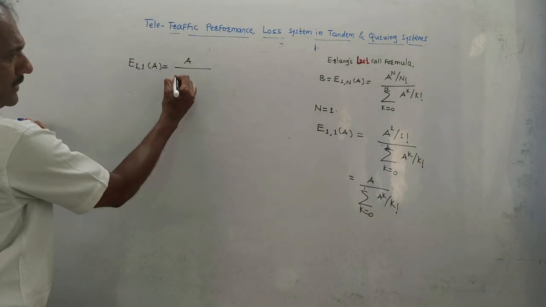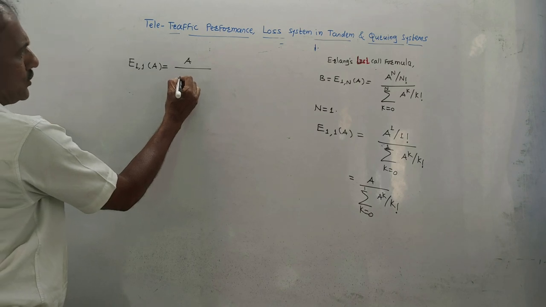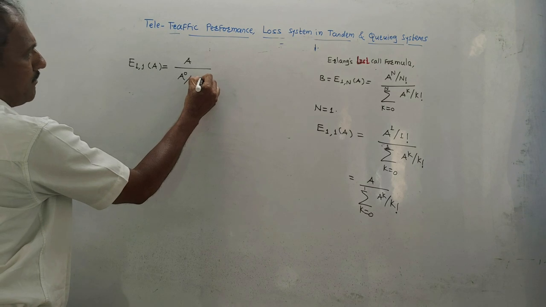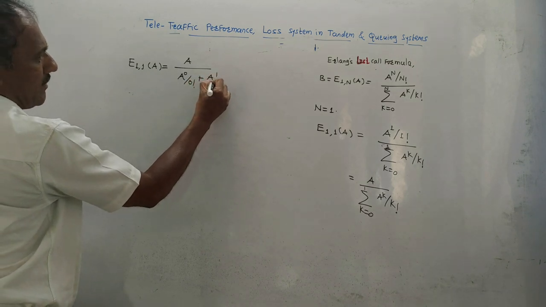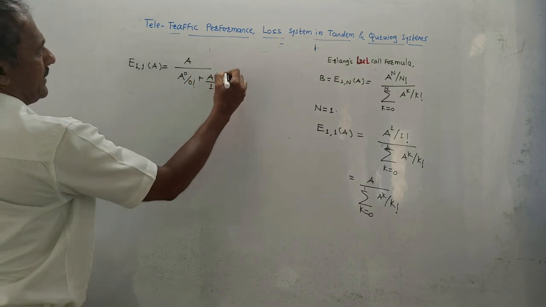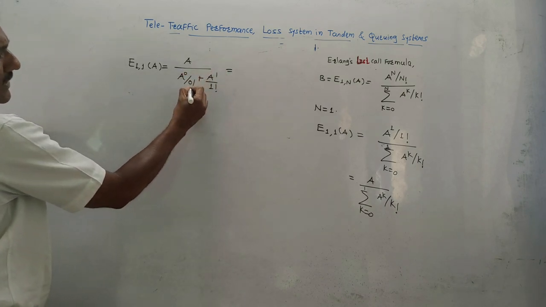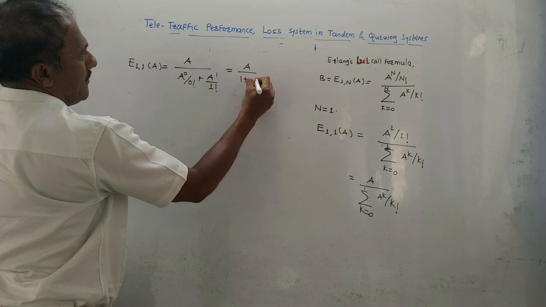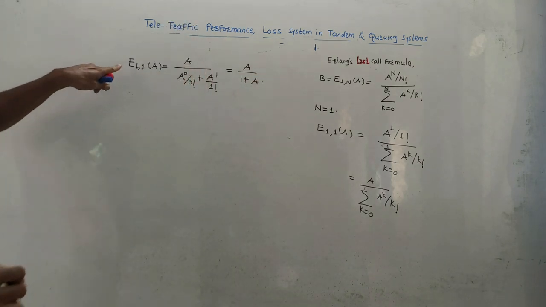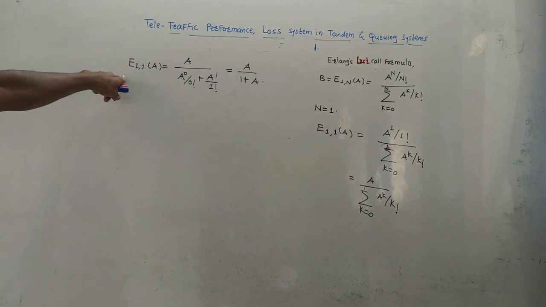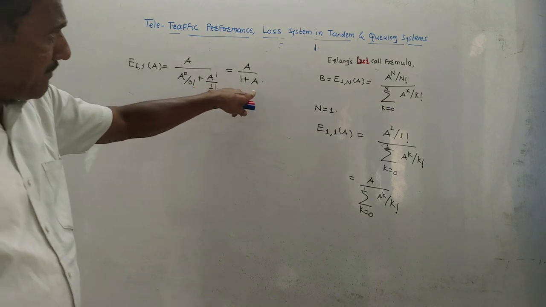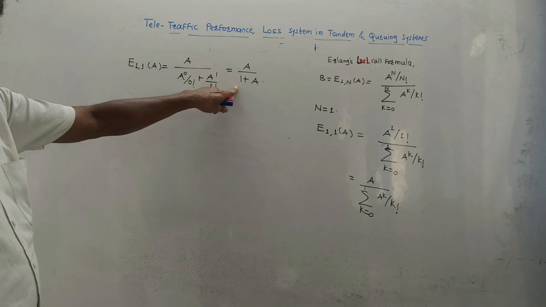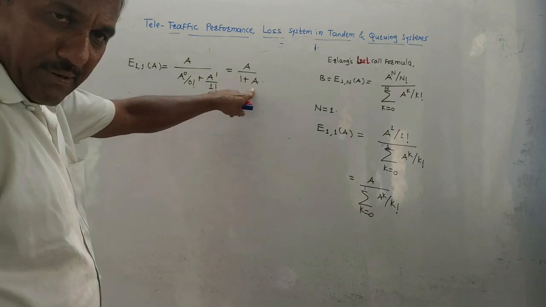So if you put k = 0, then you will get A raised to 0 upon 0 factorial plus A raised to 1 upon 1 factorial. So A raised to 0 is 1, 0 factorial is 1, so it becomes A upon 1 plus A. This is the value of E1,1(A) by making use of Erlang's lost call formula. So it is A upon 1 plus A.